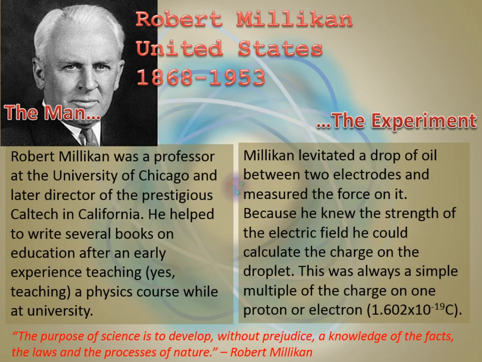So, he knew the mass of the oil drop, he knew the strength of gravity, and he knew the strength of the electric field. With all of this information, he is able to calculate the charge on a single drop. Each drop has a different charge on it, it's true, but Millikan noticed something that was very important. Whatever drop he tried, the charge on that drop was always a whole number multiple of a fixed minimum value, and that value was 1.602 times 10 to the power of minus 19 coulombs.